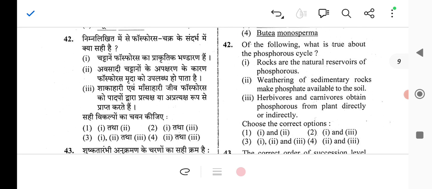Next is, of the following, what is true about the phosphorus cycle? So what is true about the phosphorus cycle? Here, rocks are natural reservoir of phosphorus, correct. Weathering of sedimentary rocks make phosphate available, true. Herbivores and carnivores obtained phosphorus from plants directly or indirectly, this is also true. So answer 3 is correct.